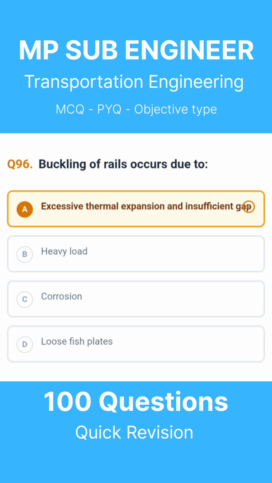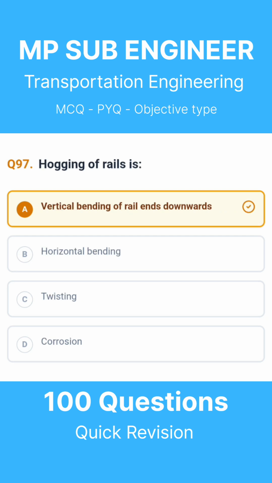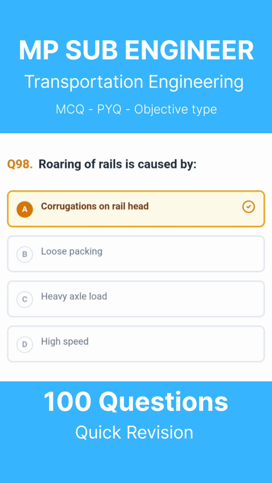Question 96. Buckling of rails occurs due to. The correct answer is excessive thermal expansion and insufficient gap. Question 97. Hogging of rails is. The correct answer is vertical bending of rail ends downwards. Question 98. Roaring of rails is caused by. The correct answer is corrugations on rail head.